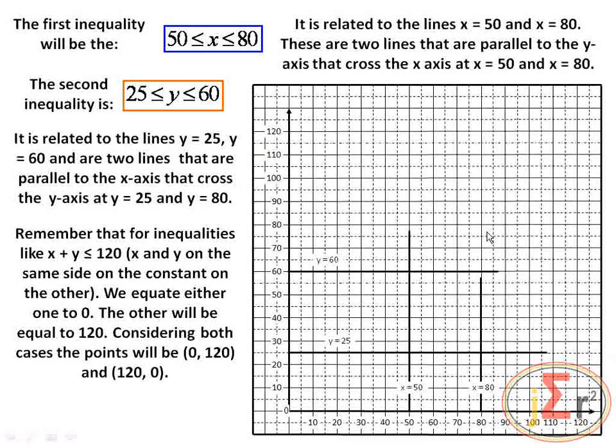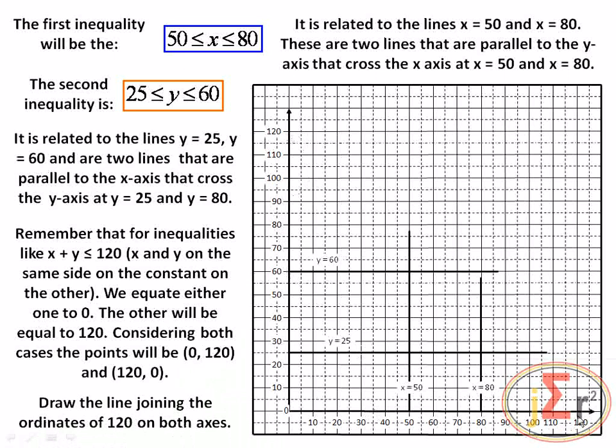Remember that for the inequalities like the ones that we have with the x's and y's on the left hand side and the constant on the right, we usually equate the x to 0 and the value of y will be equal to 120. And if we equate the value of y to 0, the value of x is going to be equal to 120. Considering both cases, the points will be 0, 120, and 120, 0. So 0, 120, 120, 0.